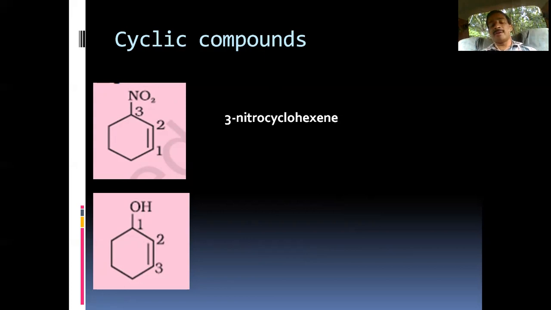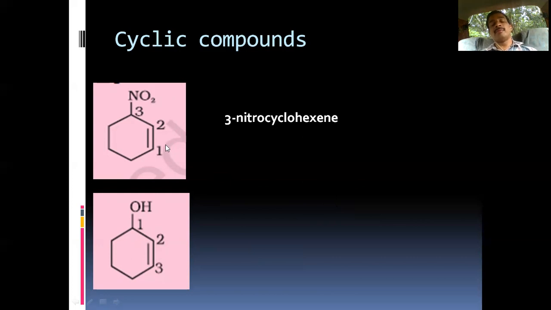And in this name you can see that 1 is not mentioned. In cyclic compounds, if the nitro group is at 3, it is very clear the numbering started from the double bond as 1. So it is not compulsory to give the number 1 here. So simply you can write 3-nitrocyclohexene. Here the number is not compulsory since it is cyclic.